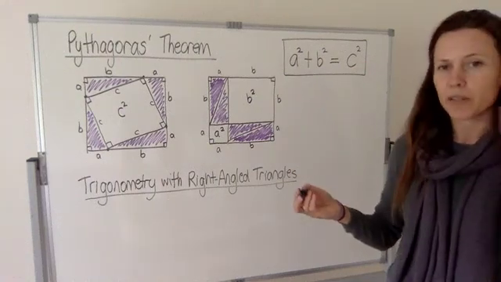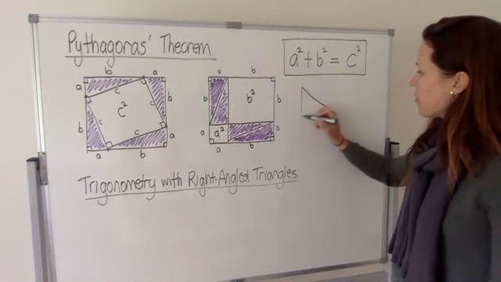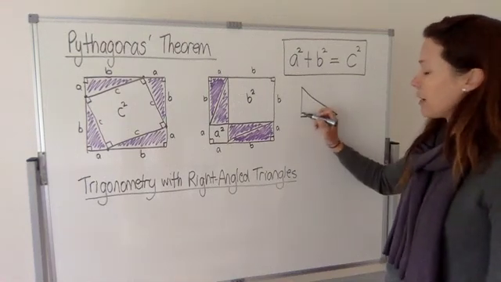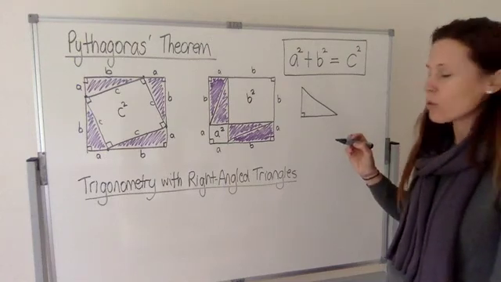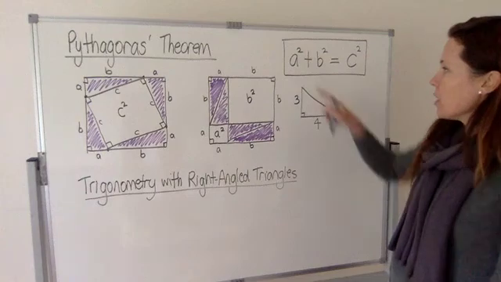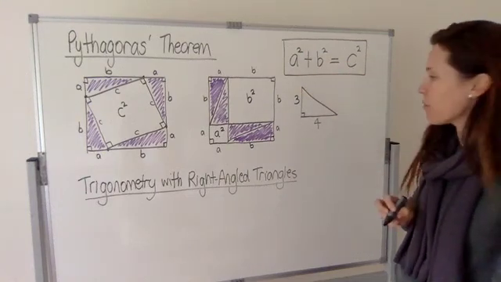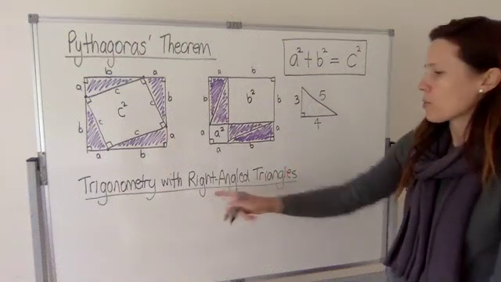Now, how does this help us? Well, when we learn about Pythagoras, what we find is that if the triangle has a right angle, and it has to have a right angle for this to work, then if we know any two sides of a triangle, let's say we know these two, we can plug those in and we can figure out what the third side is. Now, how does that help us with trig?